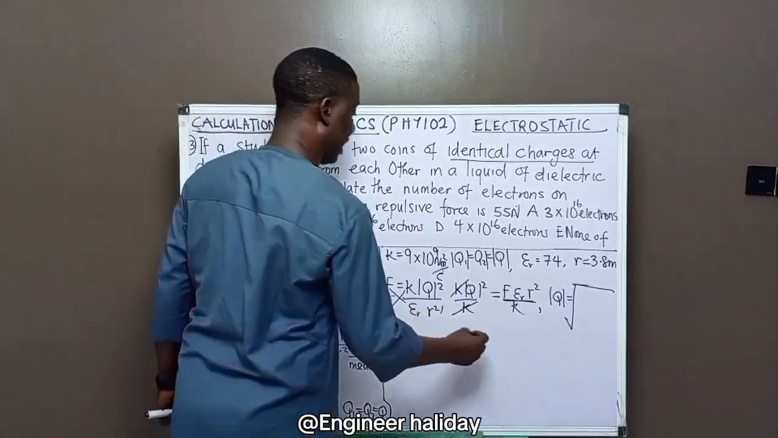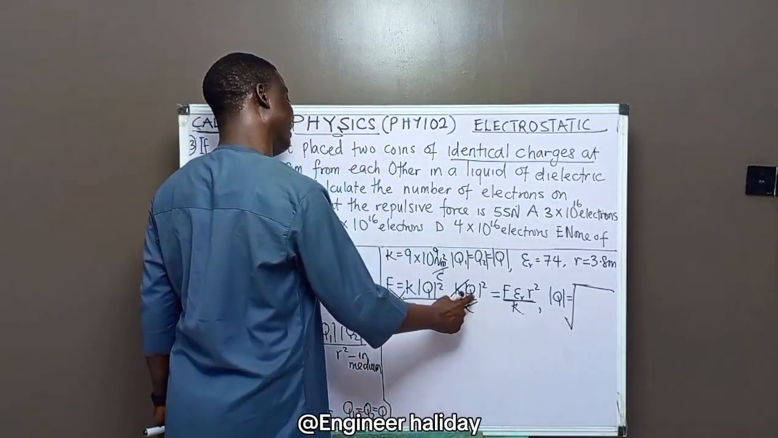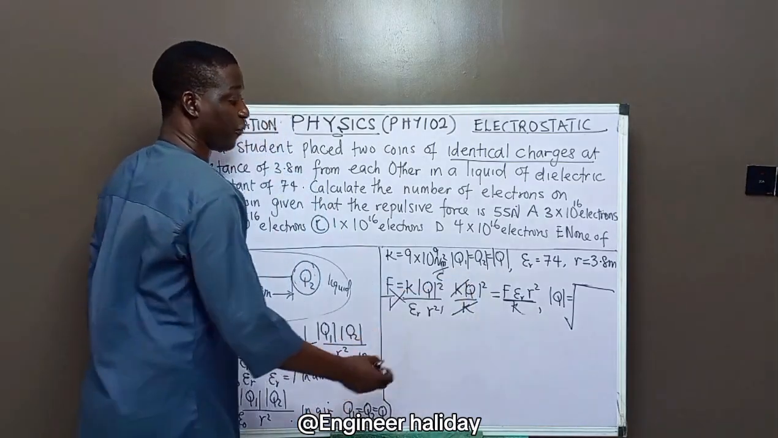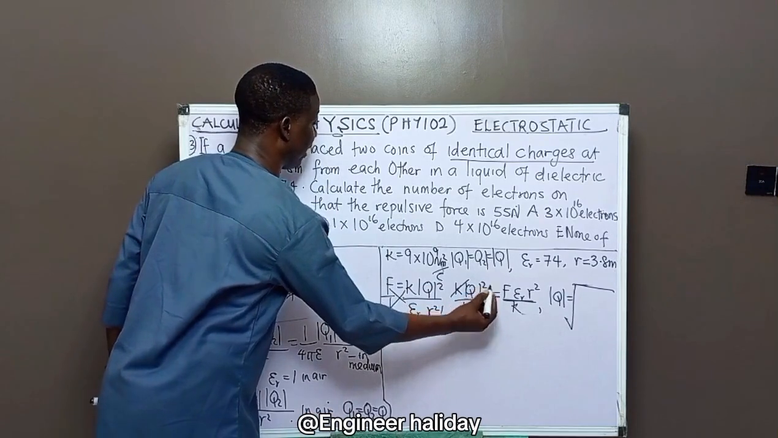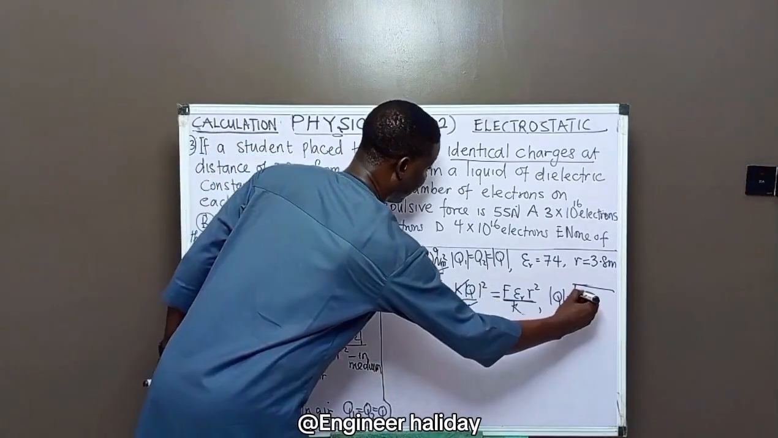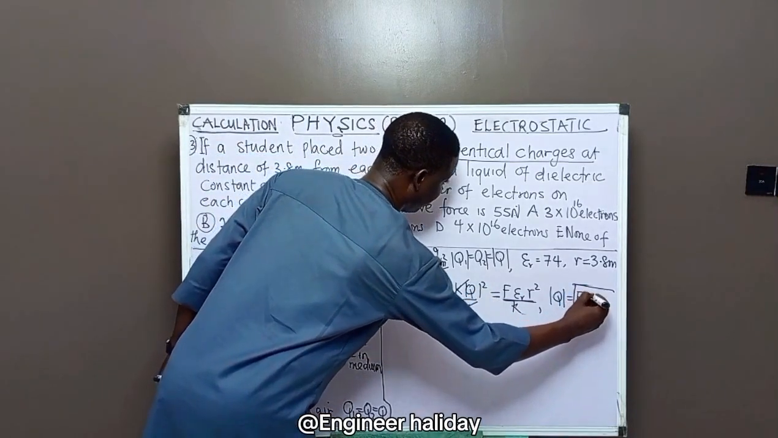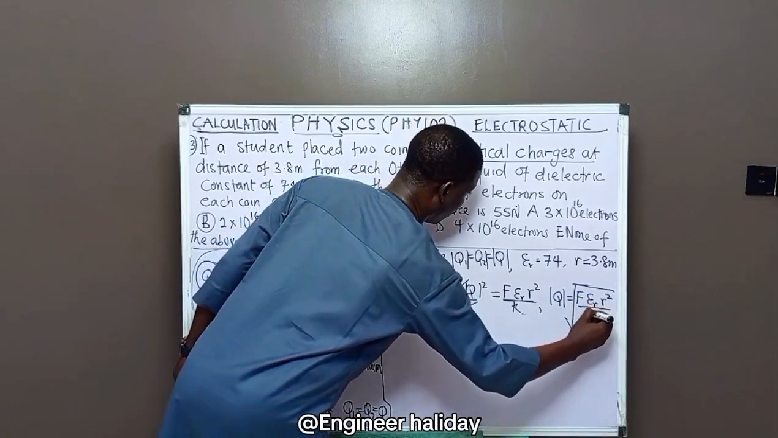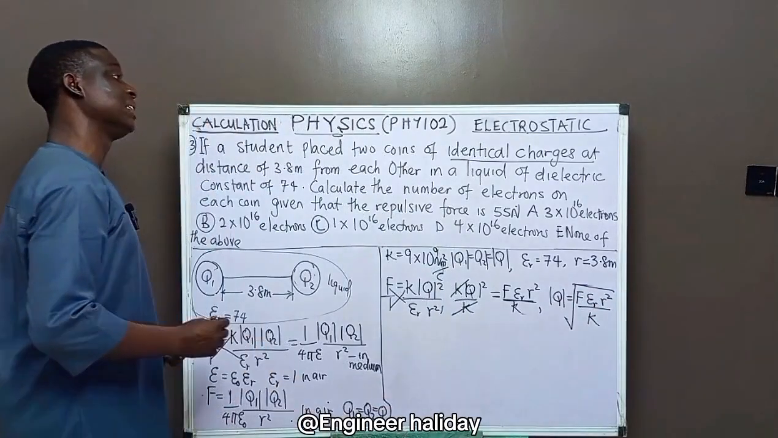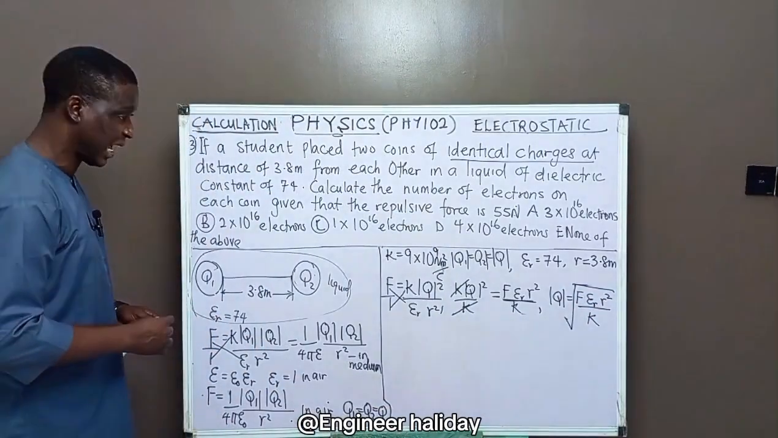Don't forget that Q squared is what is remaining. To make Q the subject of the formula, in this case, we take the square root of both sides to remove the square. So if you take the square root of both sides, it becomes Q equals the square root of F, the force, times epsilon r squared, all over K. So that is the formula to apply to get our charge first.